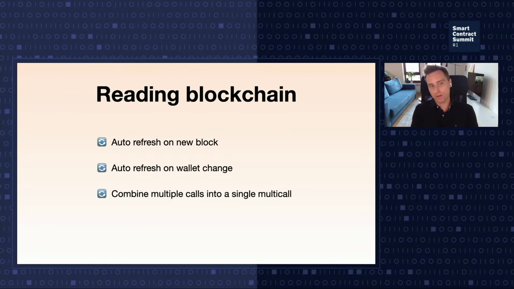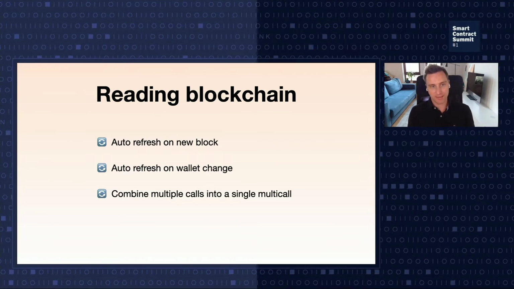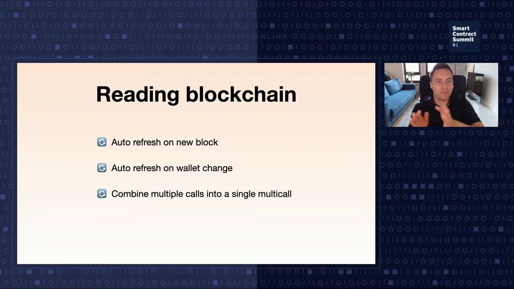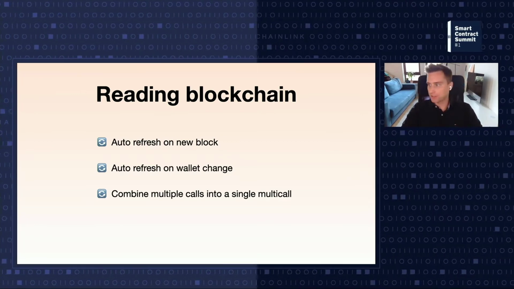And if a new block has arrived, there is a second call that contains everything that you display and asks the blockchain for all the values, and only the values that have changed will be distributed to certain components.